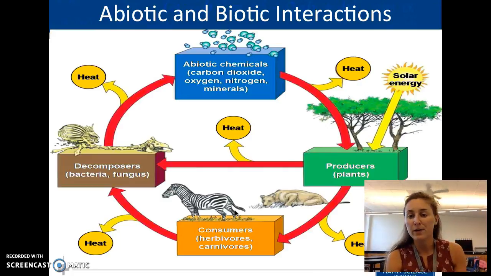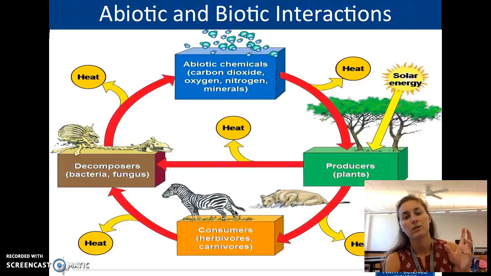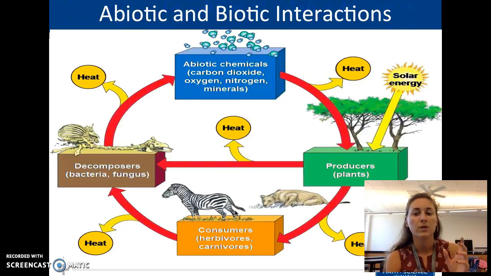Here is a much better image of that. We'll see that the red is going to be your closed system. The blue, what color am I looking at? The yellow is going to be your open system, and we'll see that matter, right? Carbon dioxide, oxygen, nitrogen, minerals, those cycle in our closed system, whereas our heat leaves in that idea of an open system. It also enters, but mostly leaves.